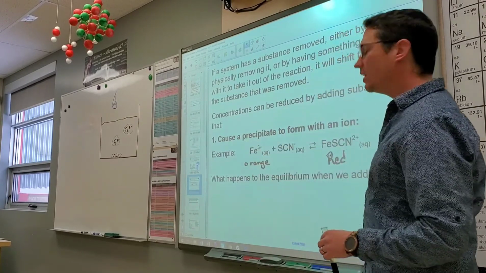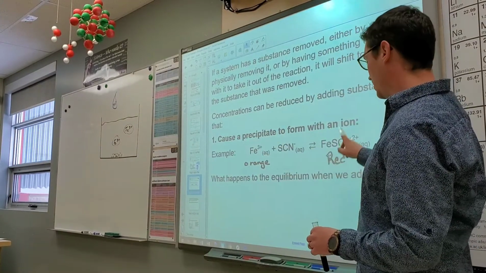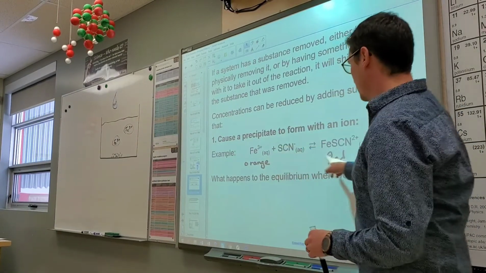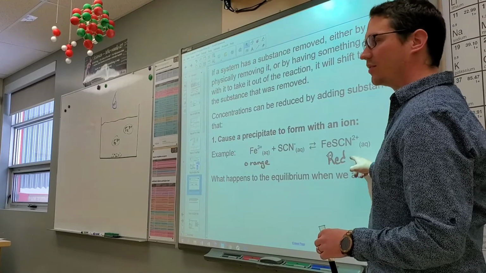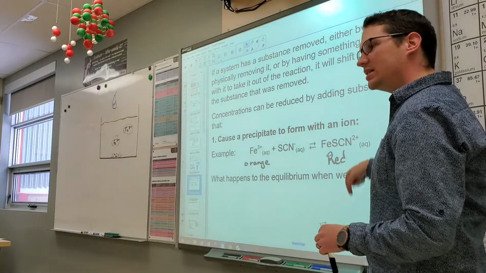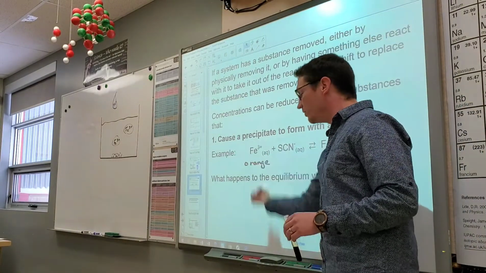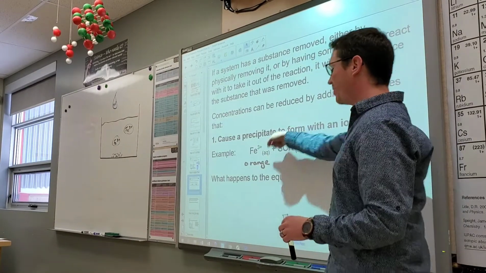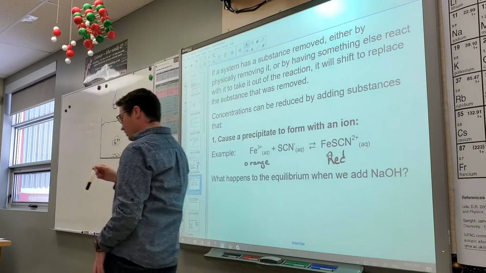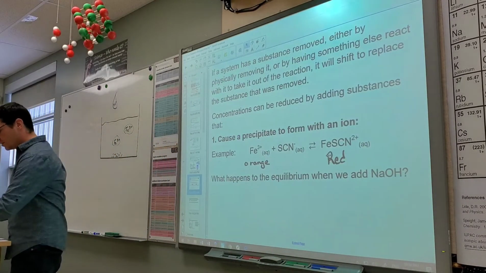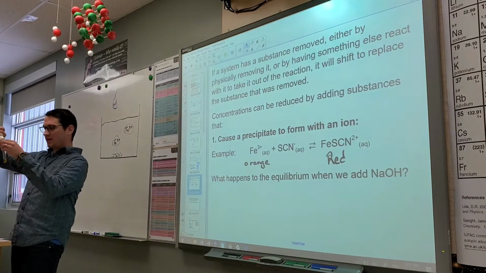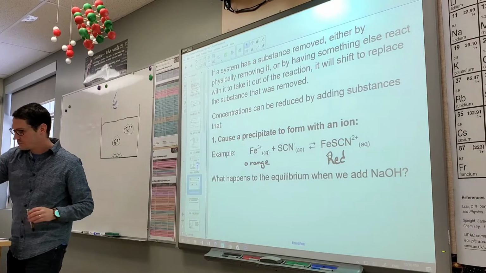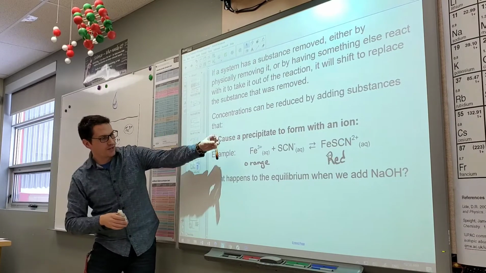What's the only way the equilibrium can make more of it? By turning this into that. So what's going to happen to my concentration of iron thiocyanate? It's going to decrease. By me removing this, the system will compensate by turning this back into that. And so that's what's going to try to happen, okay? So now I'm going to try and do this as best I can. I'm going to make a little bit of the iron thiocyanate. And so it's pretty darn red.